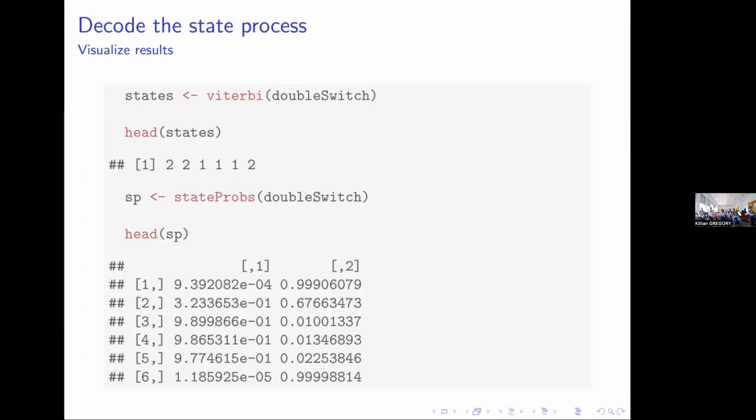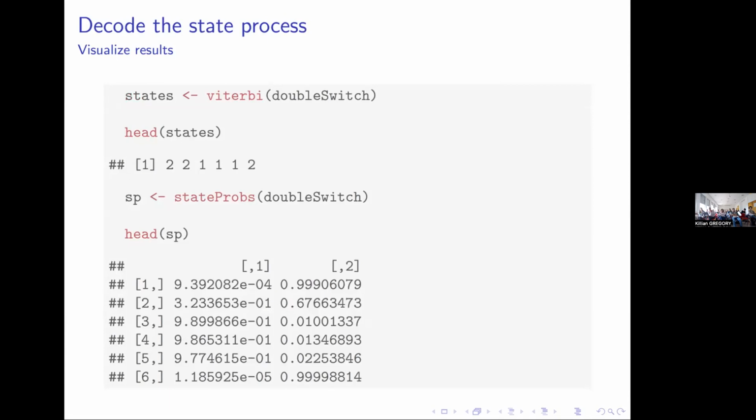And this is what I was talking about earlier, something called the Viterbi algorithm, where you can decode your states and it'll actually give you the state sequence for each track that you fit. So you can see here we have transit, foraging, transit, right? So you get that as output, and then you can also get the state probabilities.